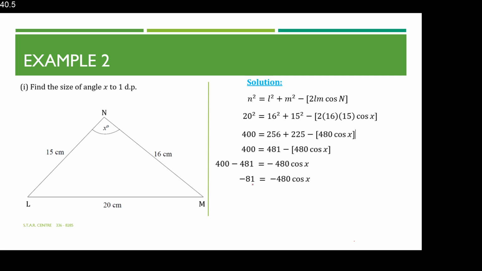So this on the left hand side simplifies to give minus 81. So you'll have minus 81 divided by minus 480 is equal to cos x. So from this point, to solve for x, we'll need to take the inverse. So therefore, x is equal to cos inverse of 81 over 480, since minus 81 over minus 480 is the same as 81 over 480, which is equal to 80.3 degrees to 1 decimal place.